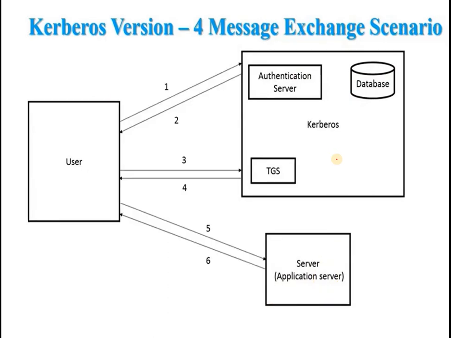You can see here how the message exchange takes place, in six steps. First, the user will communicate with the authentication server. The authentication server will receive all the information like ID C, the ID of the user, and it will generate a ticket in encrypted format and send it back to the user. Now the user can't decrypt that ticket, so he will send it to the TGS server.